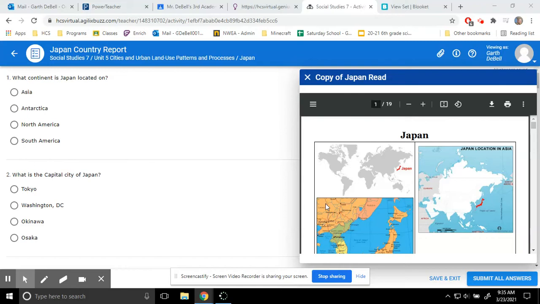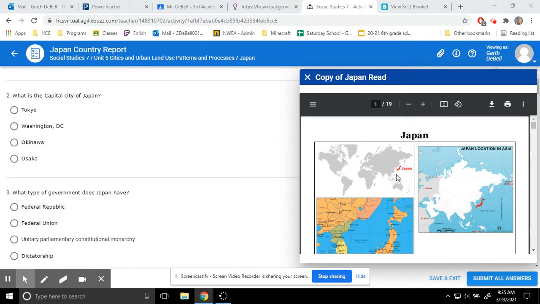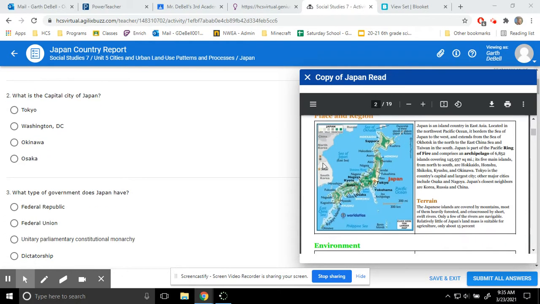Hey, ladies and gentlemen. So we are working on our Japan country report for Unit 5, Cities and Urban Land Use. So we'll start out with the easy stuff. What continent is Japan located on? Well, it tells you that on the first map here. What is the capital city? That is usually in this first part here, and it is for this unit as well.